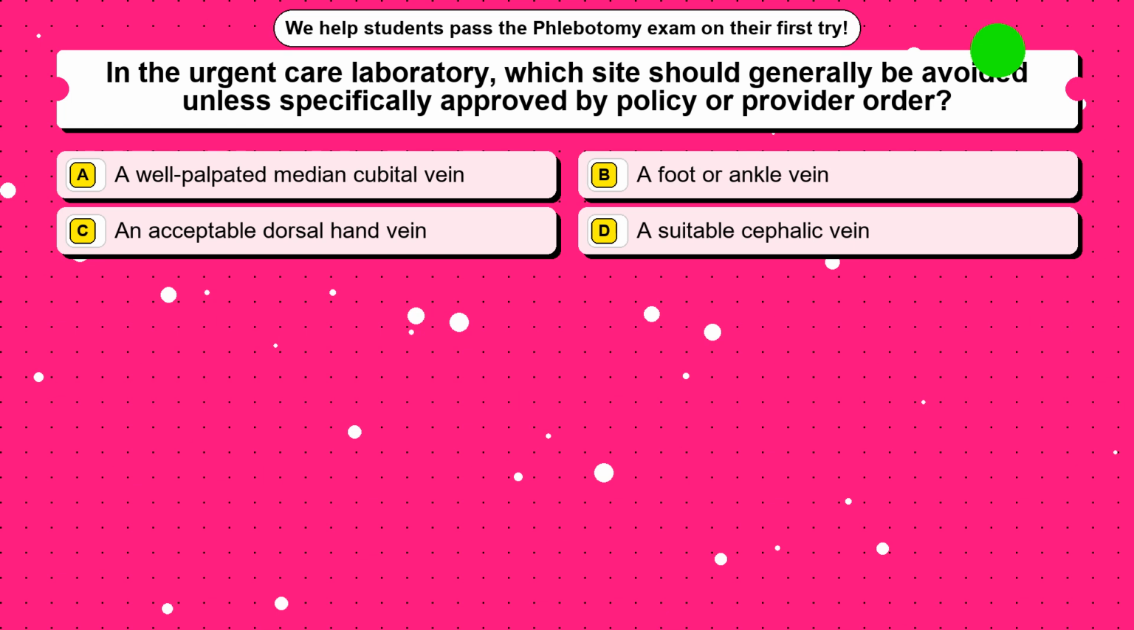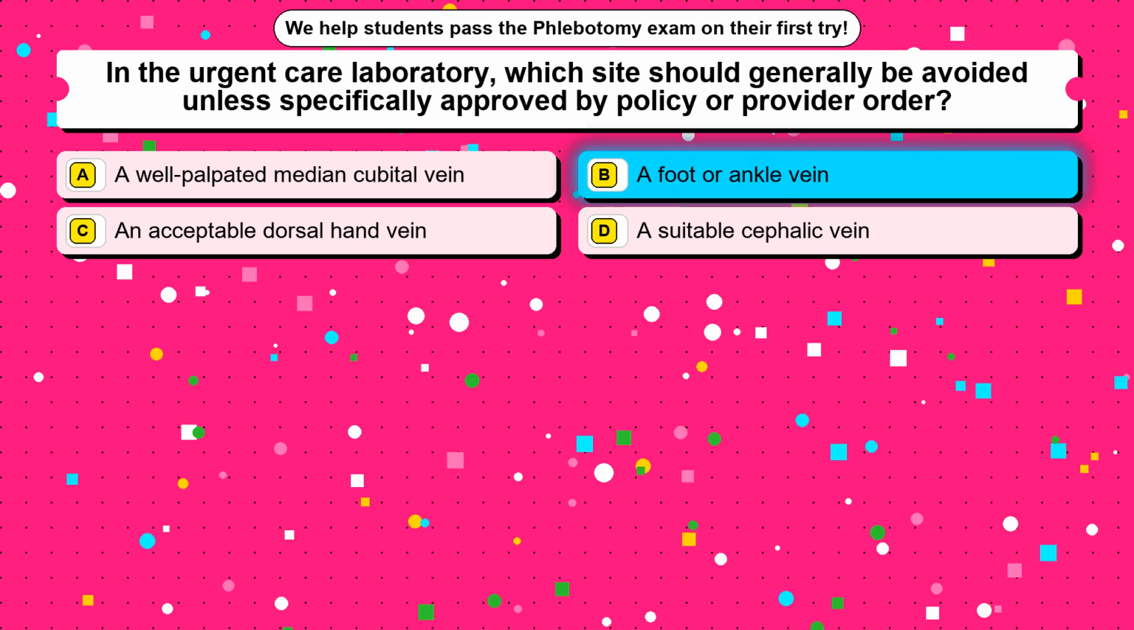Question 9. In the urgent care laboratory, which site should generally be avoided unless specifically approved by policy or provider order? Option A. A well-palpated median cubital vein. Option B. A foot or ankle vein. Option C. An acceptable dorsal hand vein. Option D. A suitable cephalic vein.